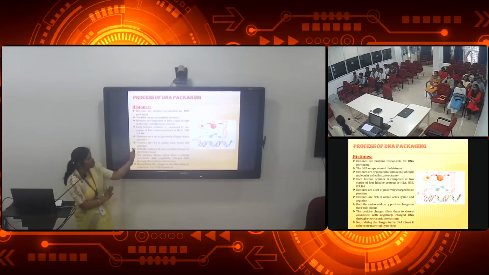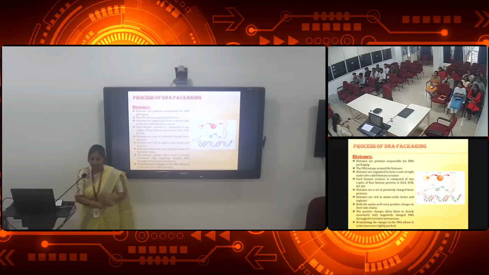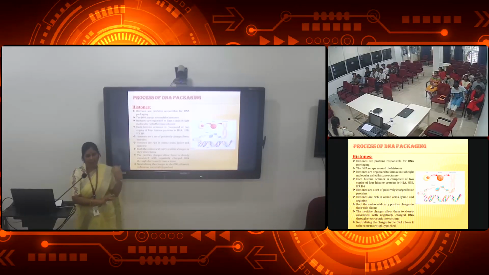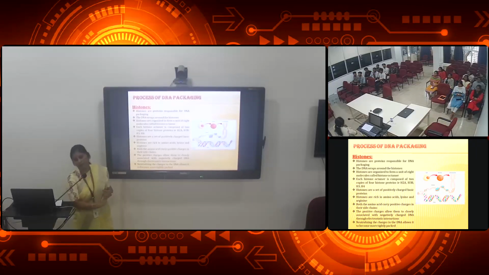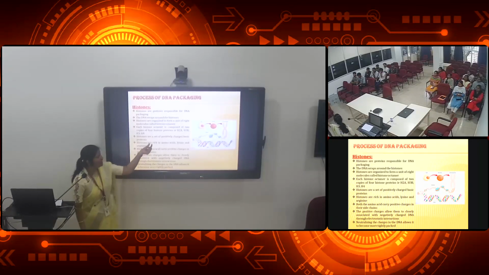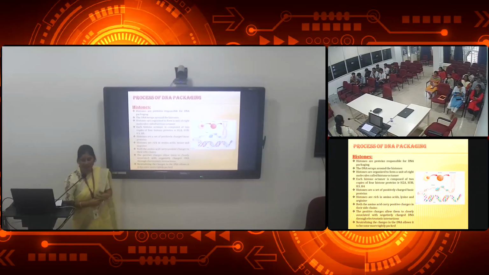Okay, so histones are a set of positively charged basic proteins. Some acidic histone proteins are present, but only the basic histone proteins are involved in the process of DNA packaging. Histones are rich in the amino acids lysine and arginine. Understand? So histones are rich in lysine and arginine.